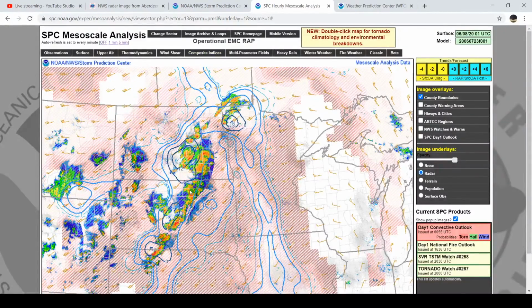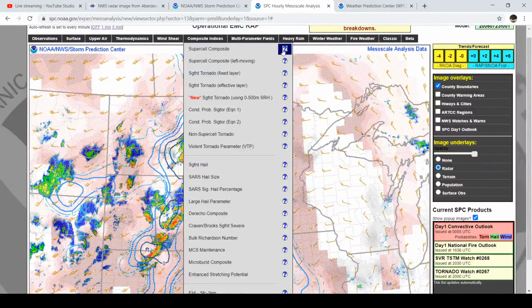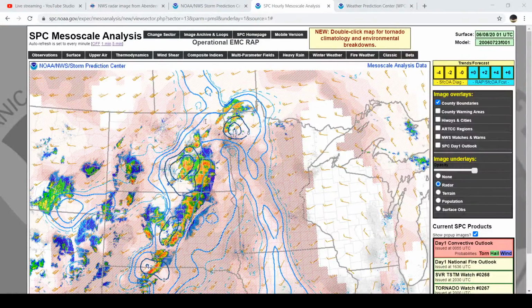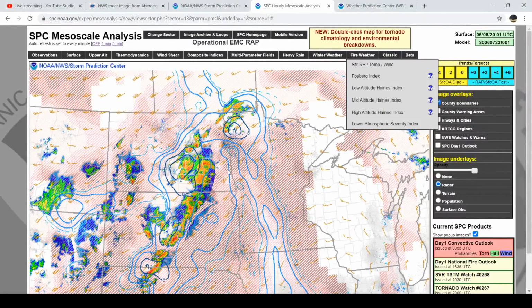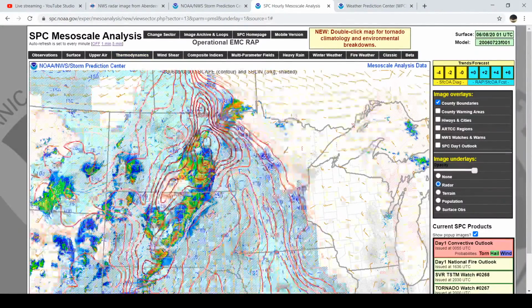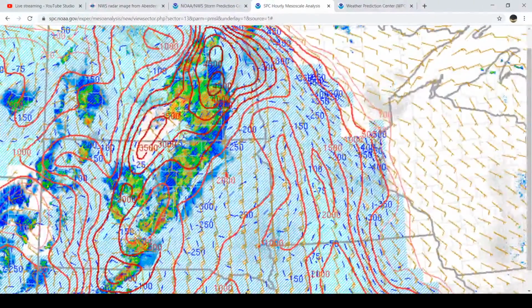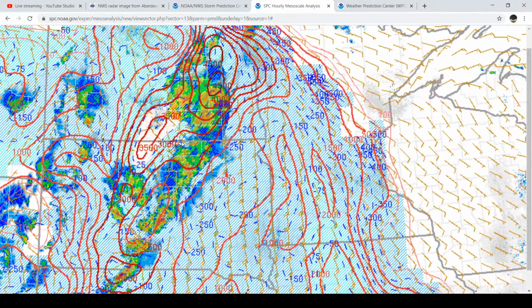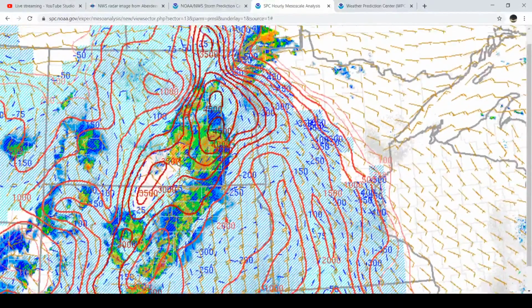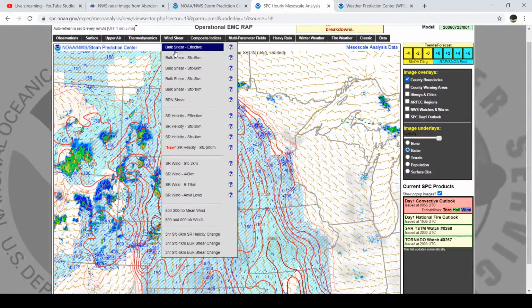As we can see, the supercell composite's not the greatest, but this is using a different formula to predict this. This is using most unstable CAPE, the SRH, the differential winds, and using convective inhibition. But as we look at surface-based CAPE, as we can see, about 2,000 joules, 3,000 joules, but there is some convective inhibition, but I don't think it's that strong.